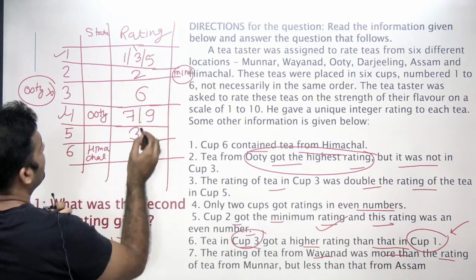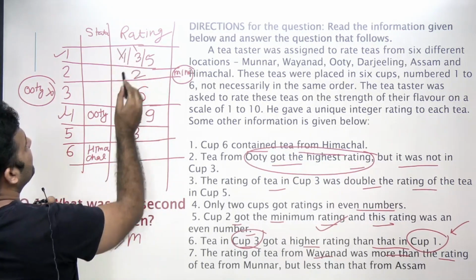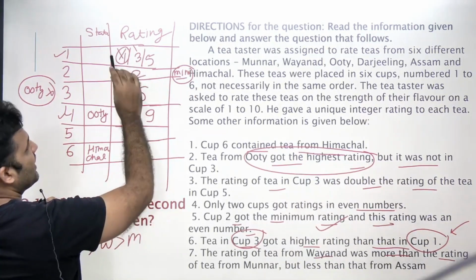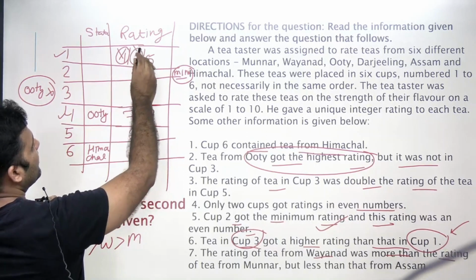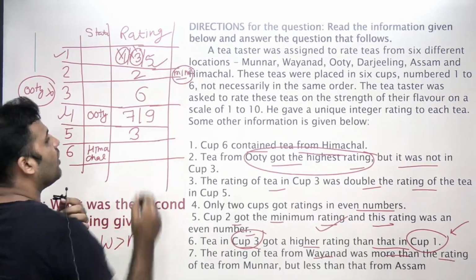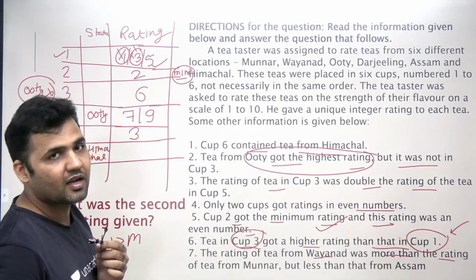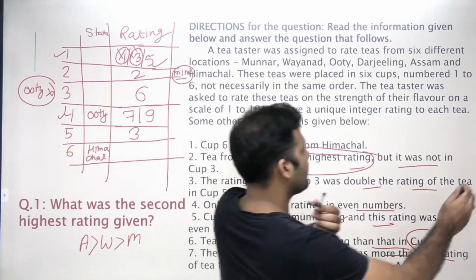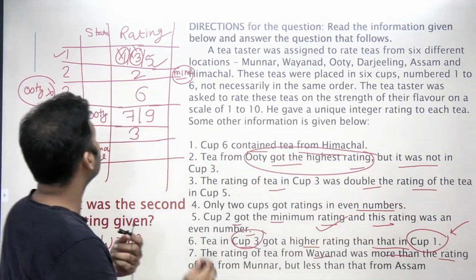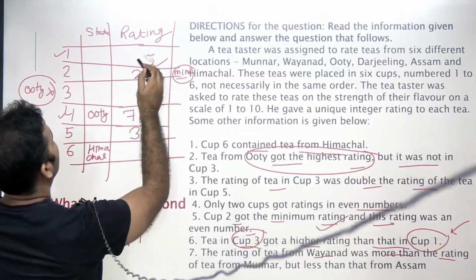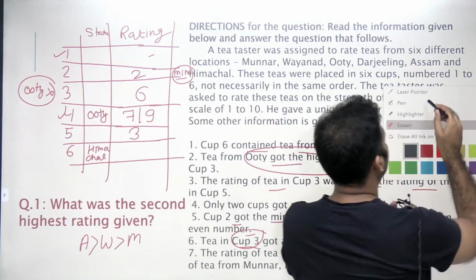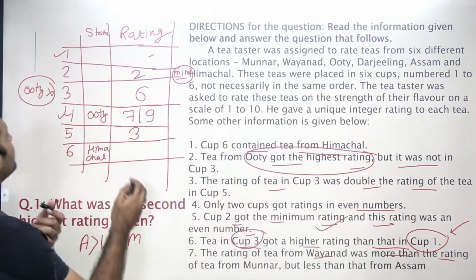Now 1 cannot come here. Why? Because the minimum rating is in cup number 2. So 1 is eliminated. 3 cannot come here because 3 is available here, so this is also eliminated. The only option left for cup number 1 is the rating of 5. So cup number 1 will have the rating of 5. Let's write down this value: cup number 1 will have the rating of 5.